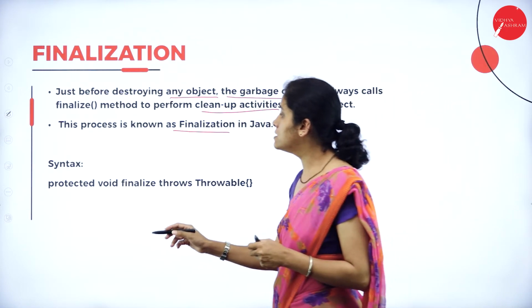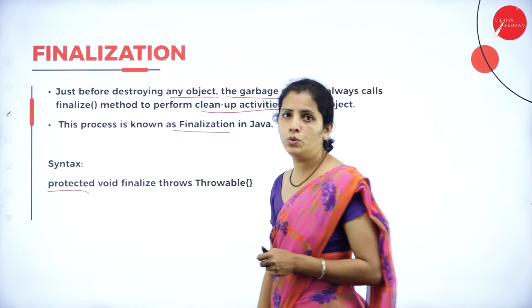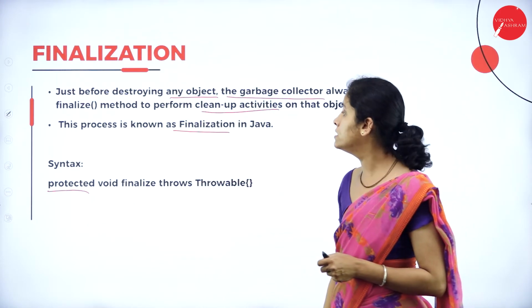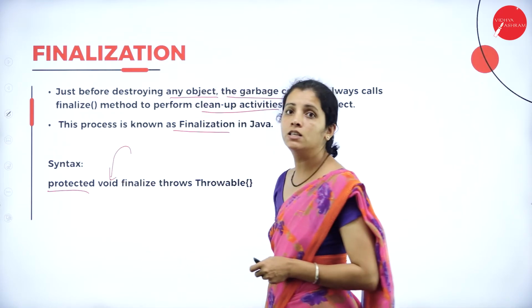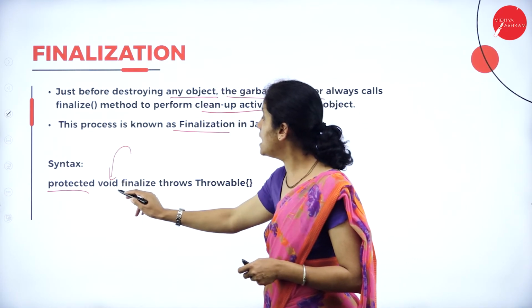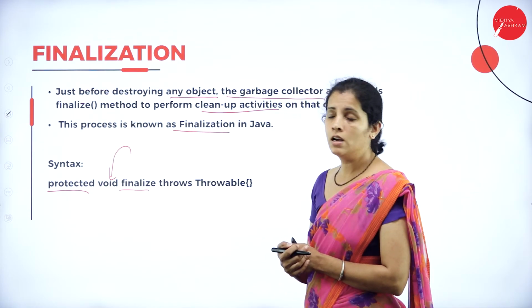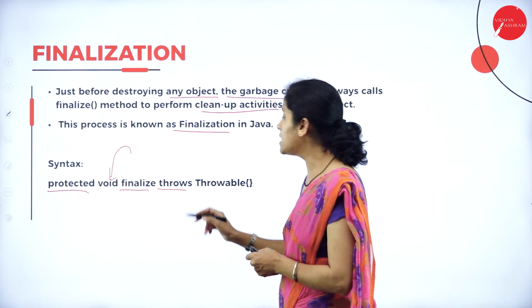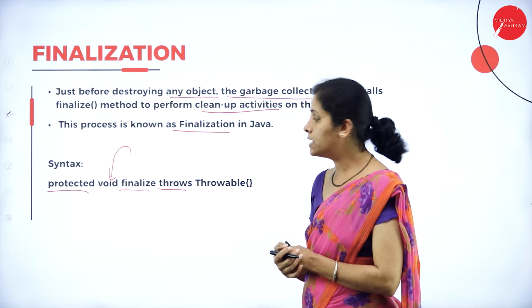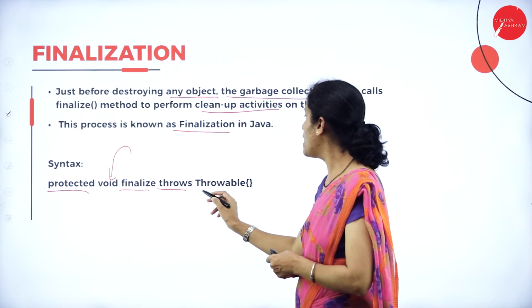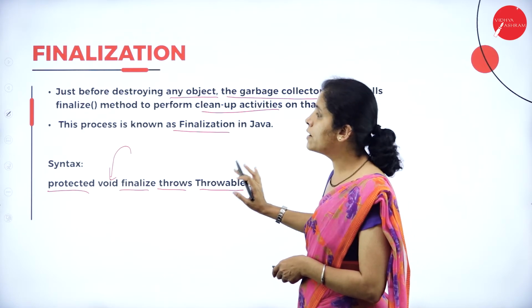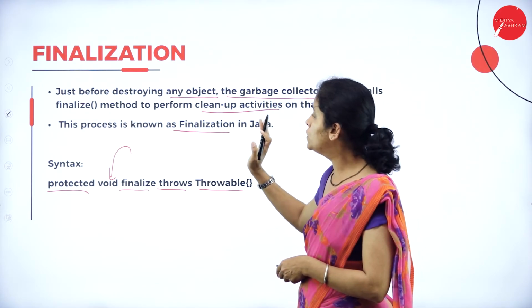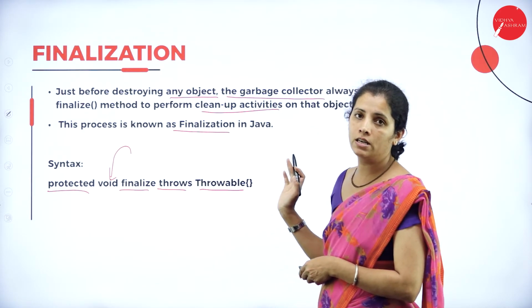So here this is the syntax. I want to use the access specifier that is protected. Then I want to specify the return type that is void, and finalize is the method name, and throws is an exception handling mechanism, and we have Throwable. This is the syntax I want to use while using the finalize method.